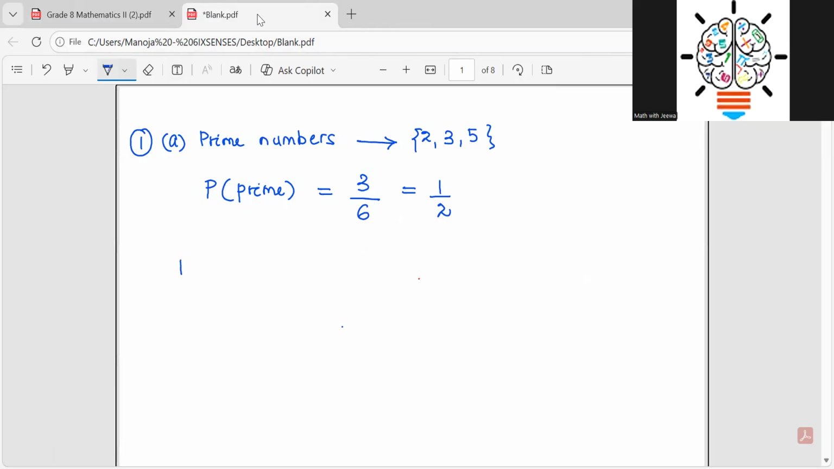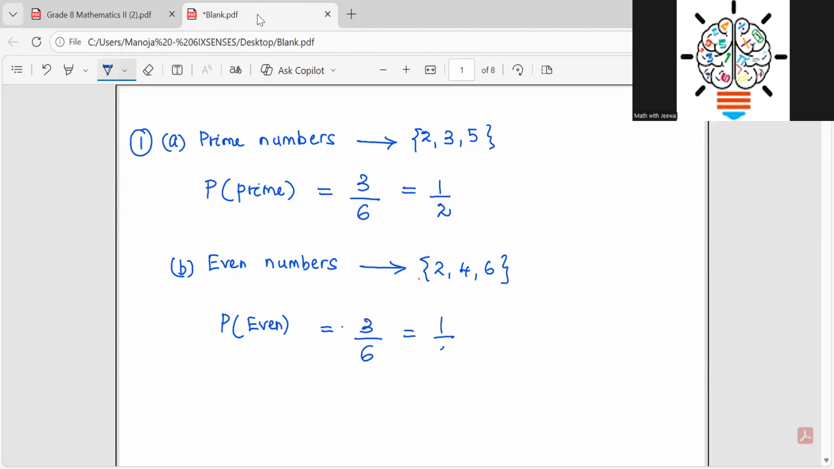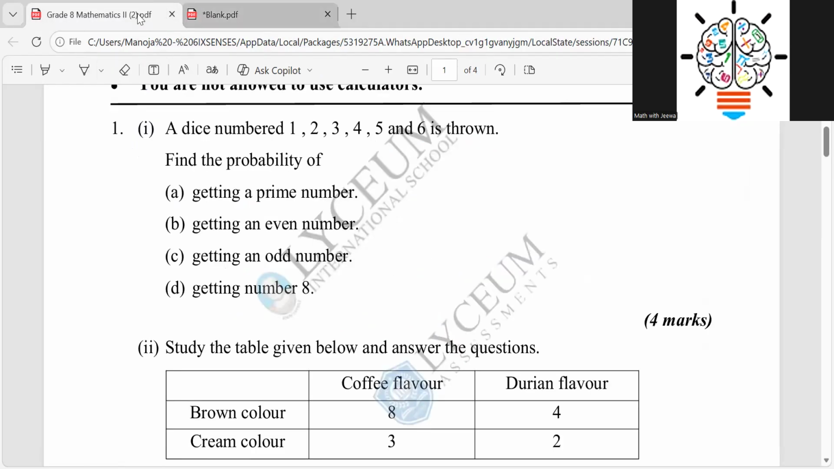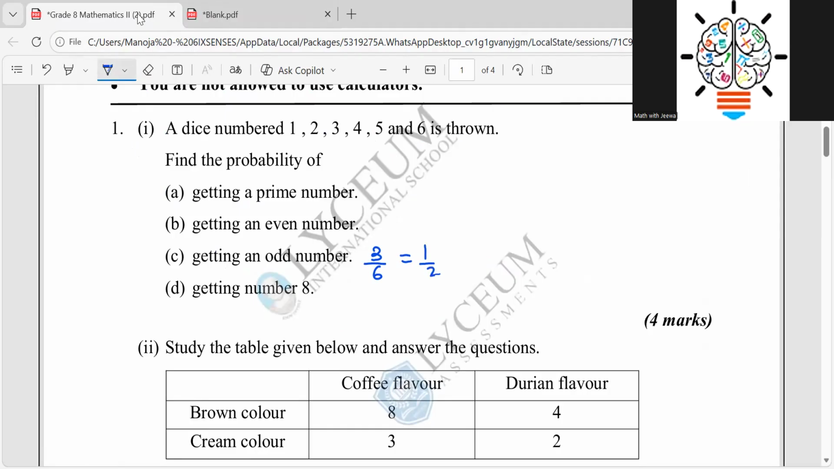Then part B. First you list down the even numbers, right? You write here 2, 4, 6. So the probability of getting an even number is equal to 3 over 6, or 1 over 2. Okay. Then the odd numbers. Odd numbers you have 1, 3, 5. The same answer, 3 over 6 or 1 over 2.